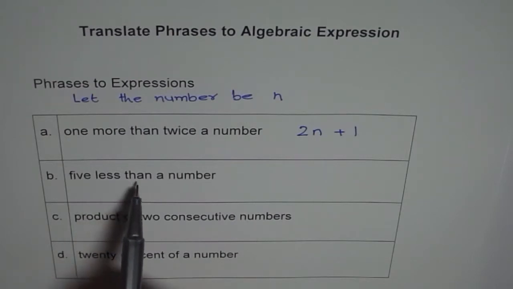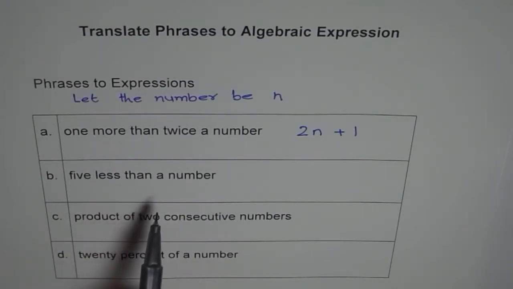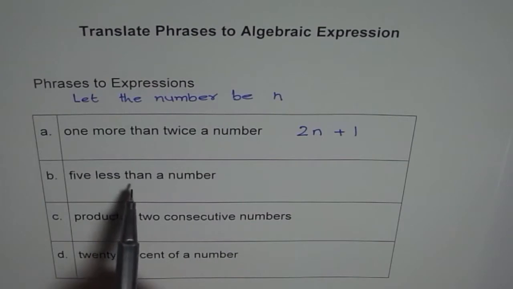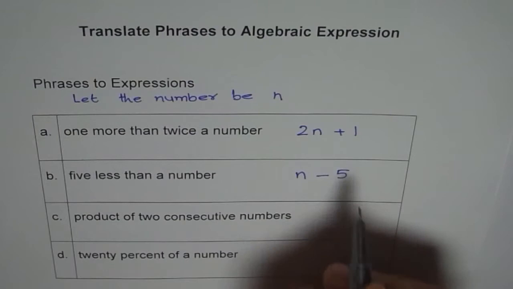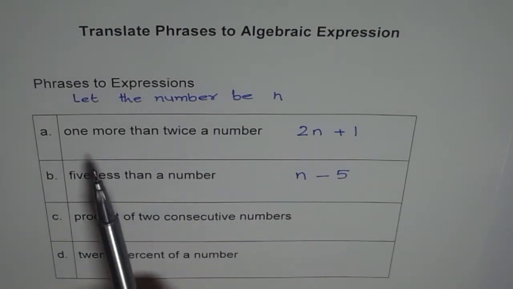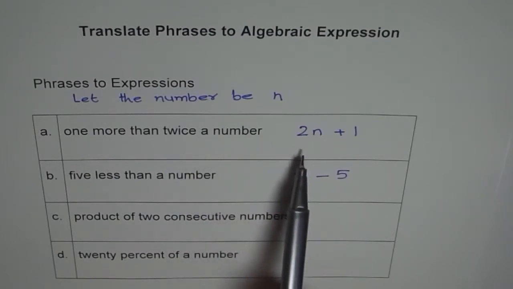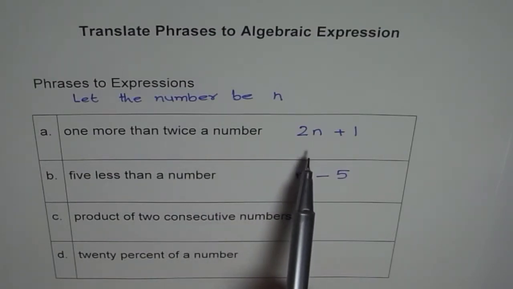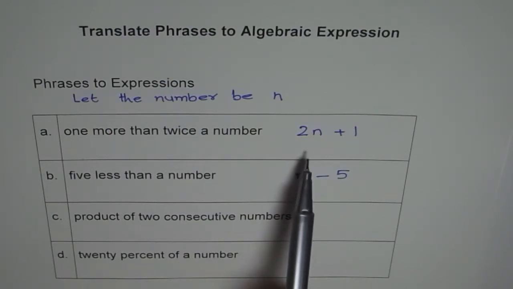5 less than a number. Do you understand? If you write 5 minus n, this statement is going to be wrong. 5 less than a number. That means n minus 5. I have seen so many students making this mistake, and that is why I took the first example as 1 more than twice a number. If you write 1 plus 2n, it won't be wrong. You will still get full marks. But the thing is, you have got it incorrectly in your mind.